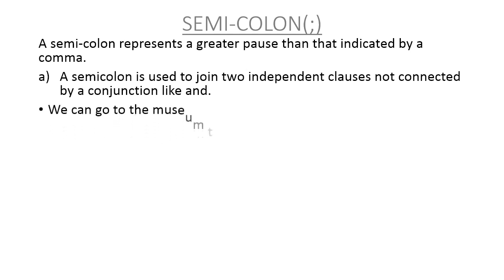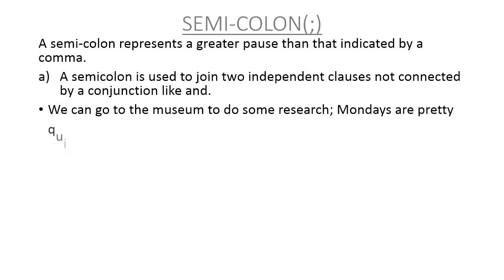Example: we can go to the museum to do some research; Mondays are pretty quiet there. So if you read, we can go to the museum to do some research is one complete sentence. Mondays are pretty quiet there. That is one sentence, right? So we are connecting these two sentences with the help of a semicolon. Here we have not used any conjunction, but they can be represented with the help of a semicolon. Clear?